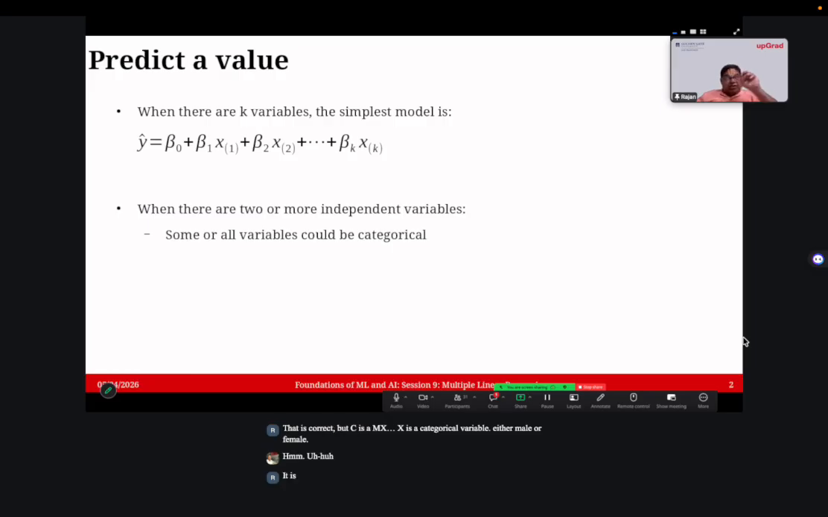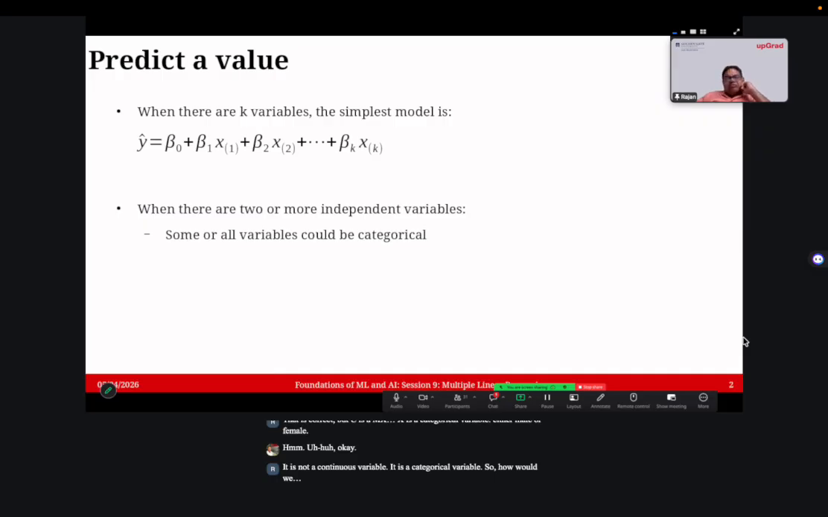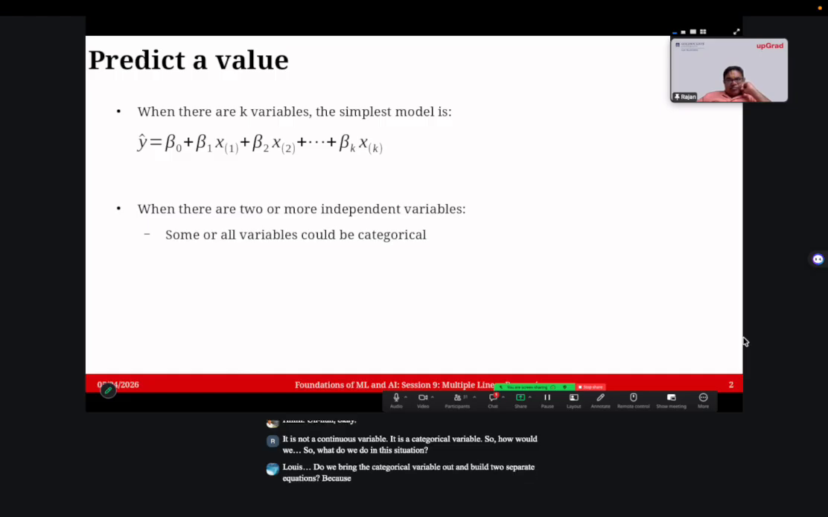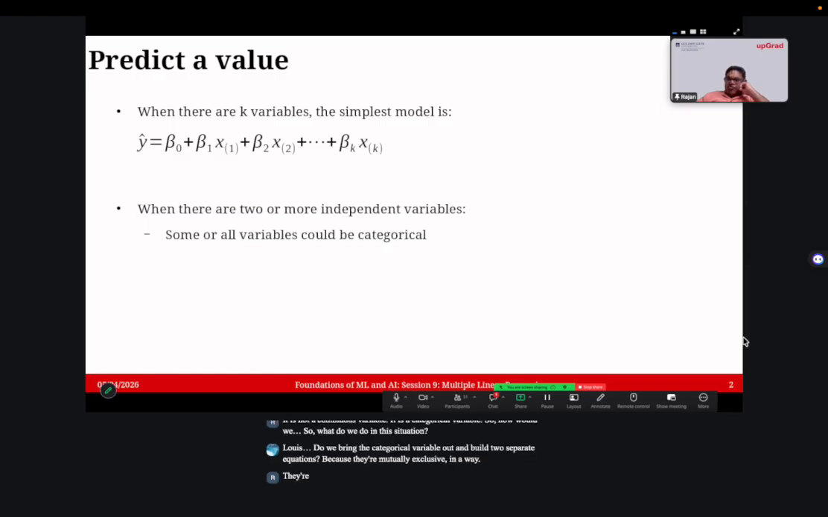It is not a continuous variable. It is a categorical variable. So what do we do in this situation? Do we bring the categorical variable out and build two separate equations because they're mutually exclusive in a way? They're mutually exclusive. That's correct.